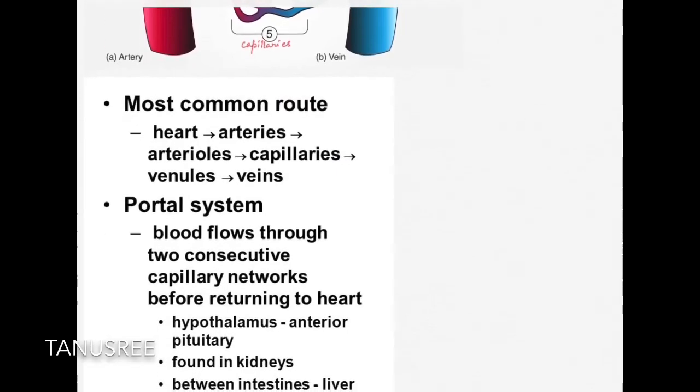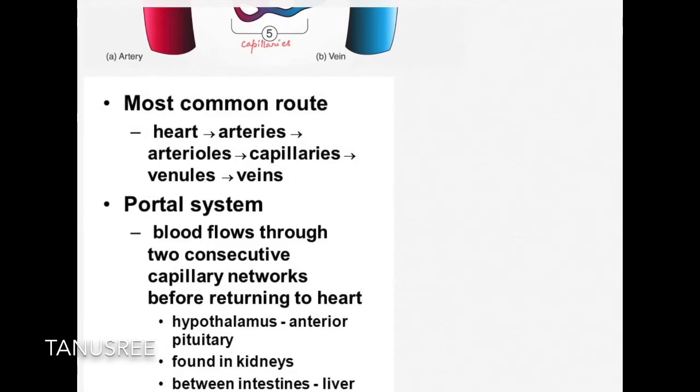Now these blood vessels are forming a circulatory route. The common route that we find is from the heart to the arteries, through the arterioles to the capillaries, and then back again through the venules, the veins and back again to the heart. So this is the most common route that is found.